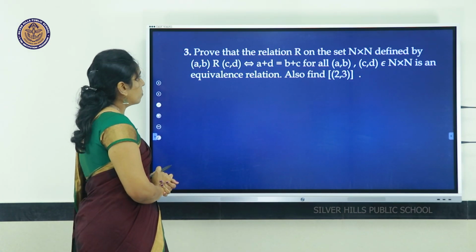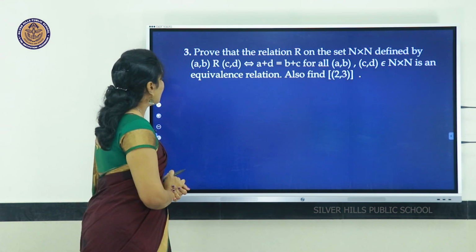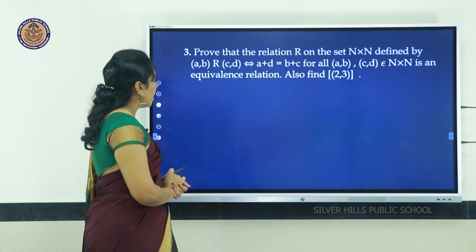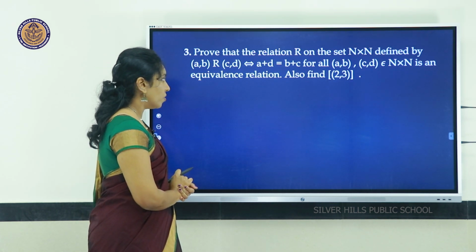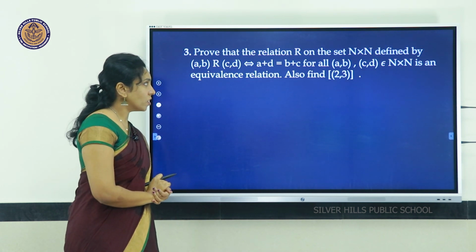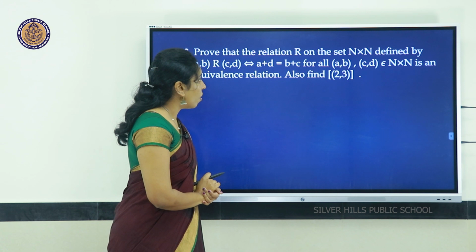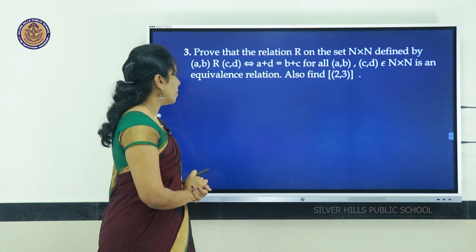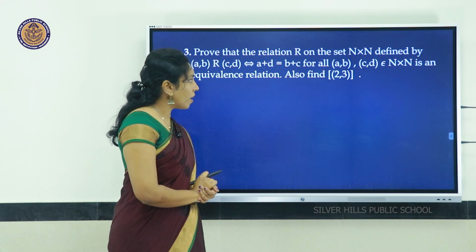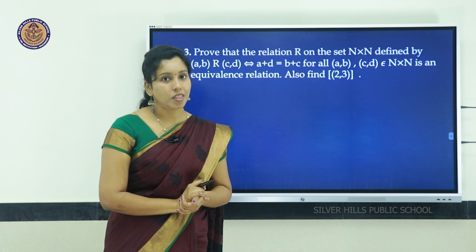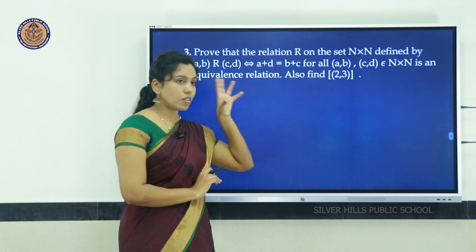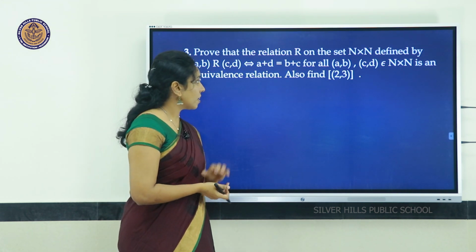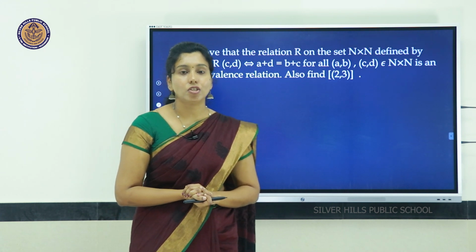So, now let us prove the last question in this topic. That is, prove that the relation R on the set N cross N defined by AB related to CD if and only if A plus D is equal to B plus C for all A, B, C, D elements of N cross N is an equivalence relation. Also find equivalence class 2, 3. Okay, there are two questions. The first one, we are going to prove the given relation is an equivalence relation, and in the second part we are going to find equivalence class 2, 3.